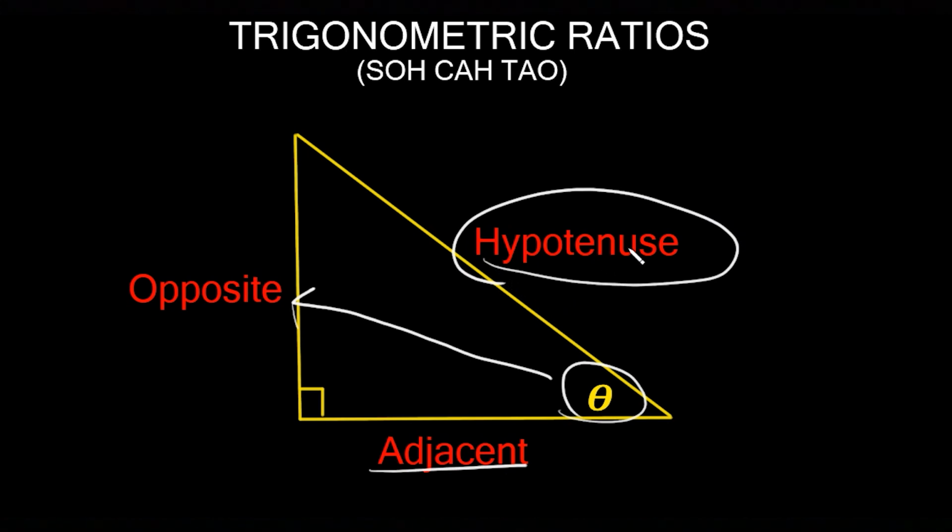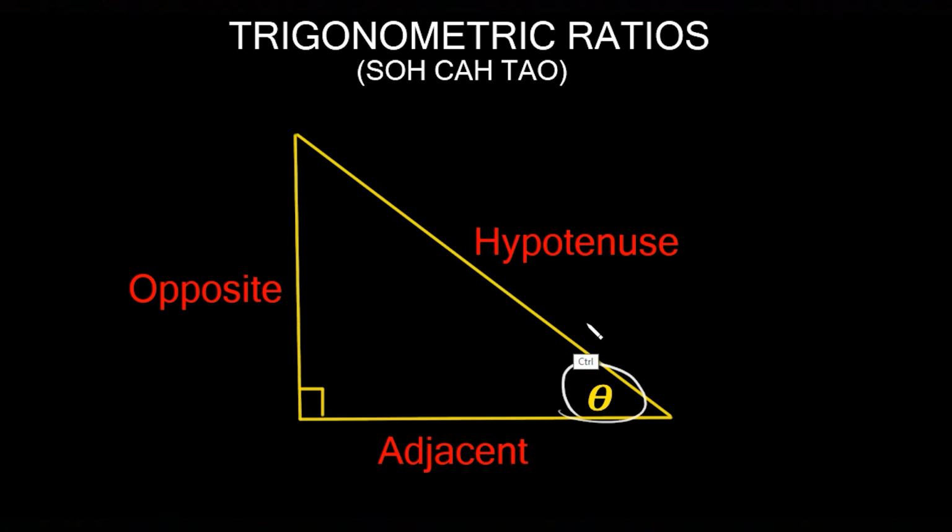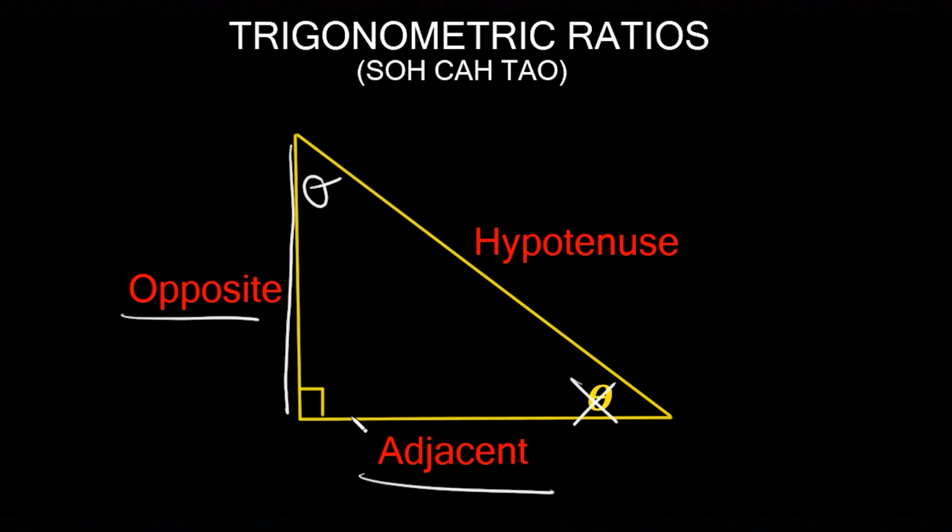Now the placement of theta, or the angle in question, could change. So for example, let's pretend this isn't here, and let's say that theta is here. Well, your hypotenuse is going to stay the same, all right? But opposite and adjacent are now going to flip. So this side here is now going to become adjacent, and this side here is now going to become opposite, okay? So just keep that in mind. So with all of that being said, why don't we go ahead and try our first example?